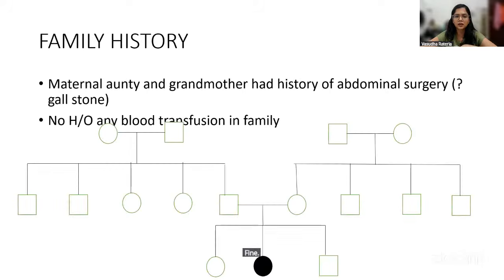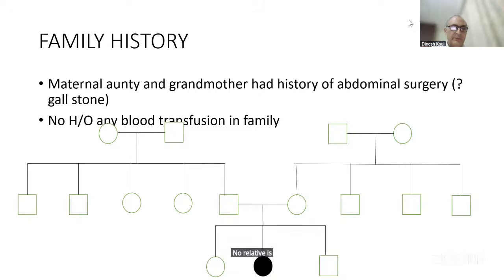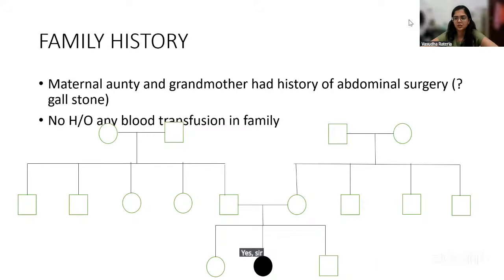Sir, the maternal aunt and grandmother had a history of abdominal surgery, which was probably removal of gallstones. Other than that, there is no history of any blood transfusion or blood-related disorder. No relative is getting regular blood transfusions that would make us think of sickle cell disease or a thalassemic syndrome, thalassemia intermedia. Okay, that's fine.